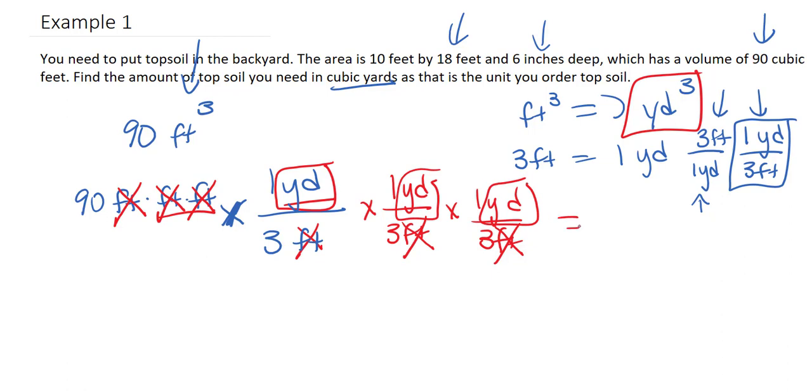So now we have set up our whole problem, right? Because our units tell us everything we need. So always let the units guide you here. Now that we have our cubic yards, we multiply what's on the top. So we get 90 times 1 times 1 times 1, so that's 90 over, then we multiply what's on the bottom, 3 times 3 times 3. So that's 27. And that's cubic yards.